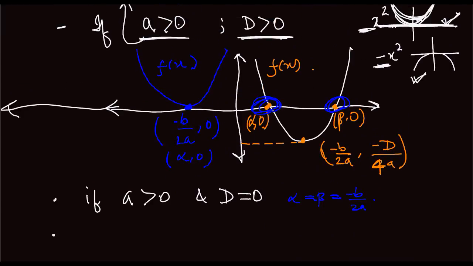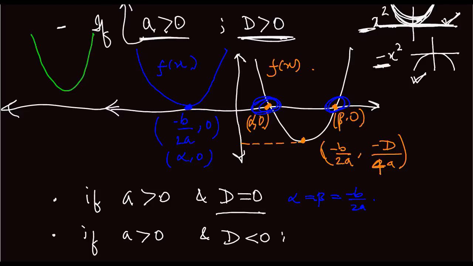Our third case is if a is greater than 0 and d is less than 0. What is left? d greater than 0 is covered, d equal to 0 is covered, so d less than 0 means we would have no roots. In that case the graph will look like this. It is not cutting the x-axis at any point. We have extended the graph, so this is our f of x. It is not touching the x-axis at any point, so that's why it has no real roots.